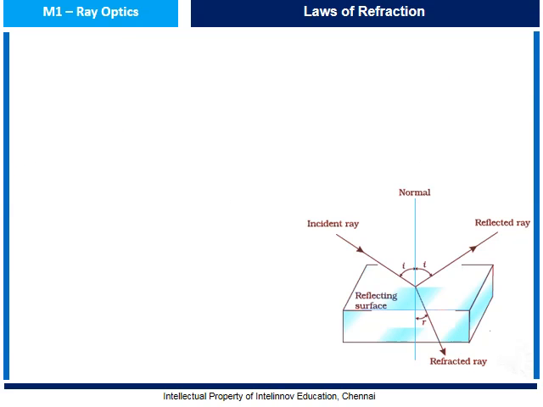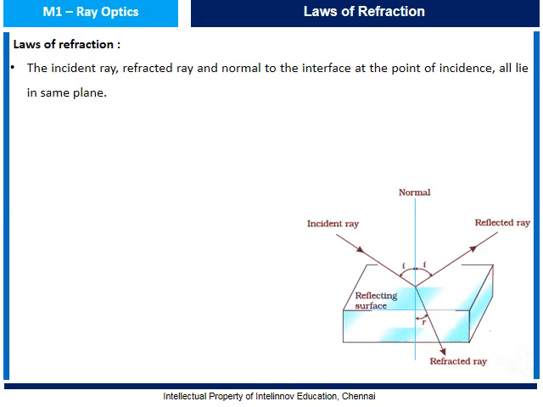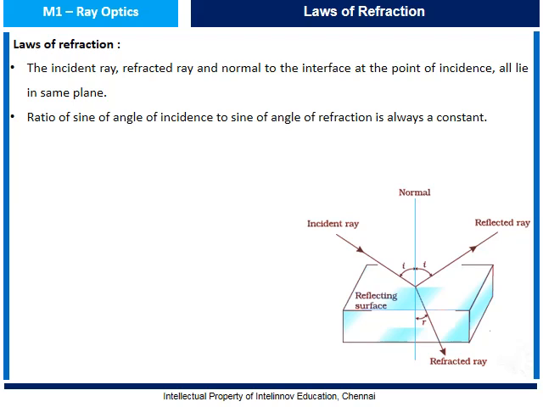Now let us understand laws of refraction. The incident ray, the refracted ray and normal to the interface at the point of incidence all lie in the same plane. This is similar to that of laws of reflection. In laws of reflection, we have seen that angle of incidence is equal to angle of reflection. However, in case of laws of refraction, ratio of sine of angle of incidence to sine of angle of refraction is always a constant. This is Snell's law of refraction, and this constant is termed as refractive index.